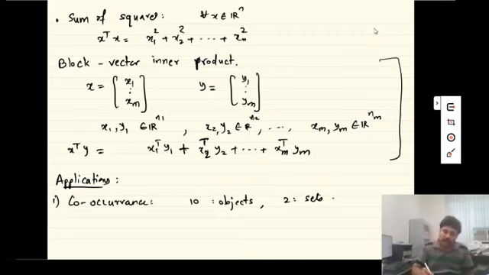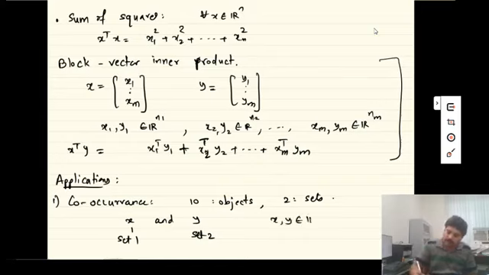Then I can construct two vectors x and y corresponding to set 1 and set 2. And x and y are vectors of ones and zeros, one indicating that object 1 is in set 1, object 2 is in set 2, and so on and so forth. So these are vectors x and y in R^10. In fact, x and y are vectors of zeros and ones.